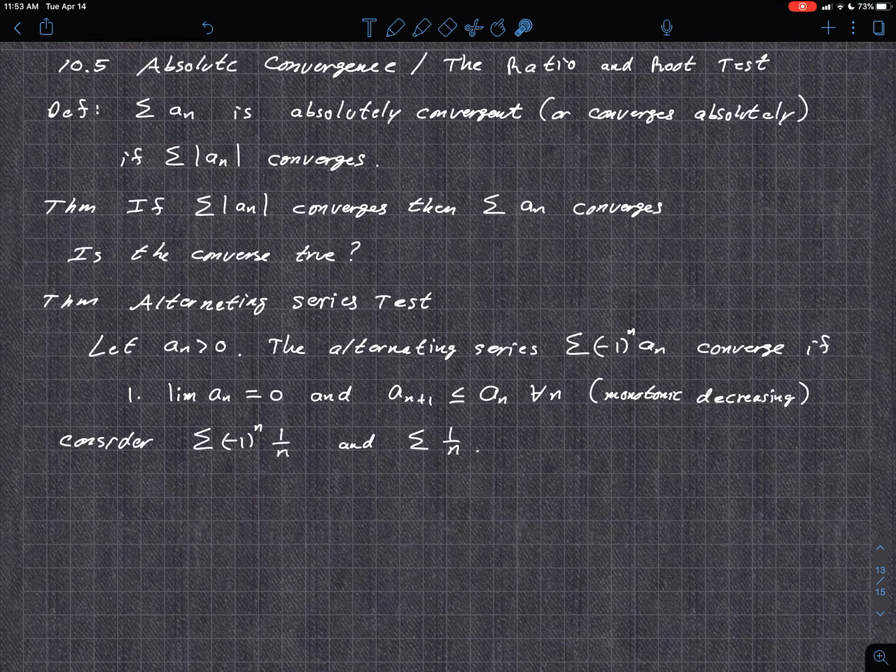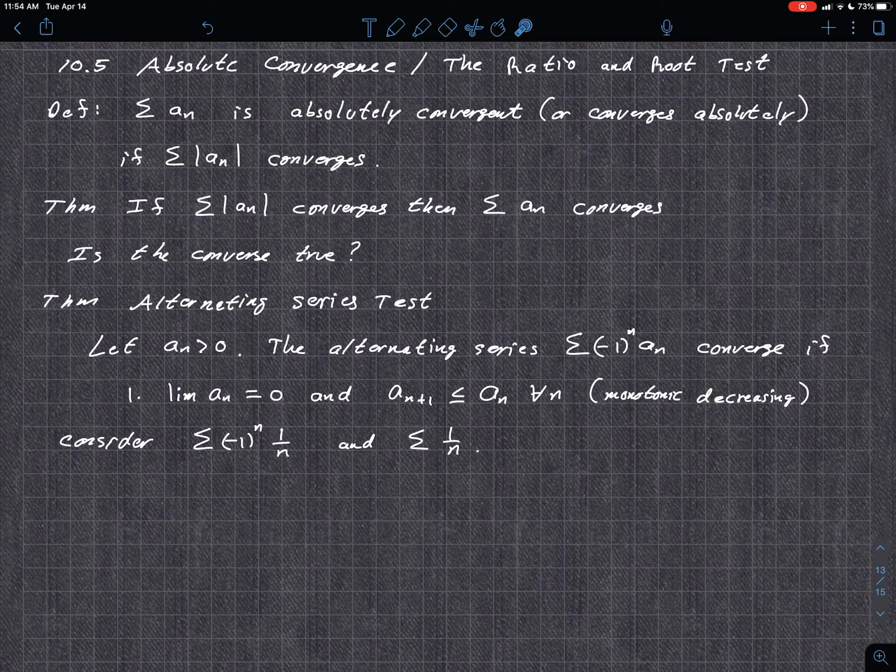Okay, let's go on to 10.5. This is on what's called absolute convergence and the ratio and root test. So first we want to define what we mean by absolute convergence. We say the series a sub n is absolutely convergent, or converges absolutely, if the sum of its absolute values is convergent. So you're taking the absolute value.